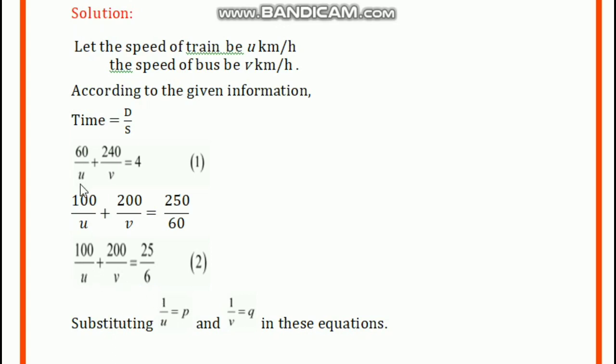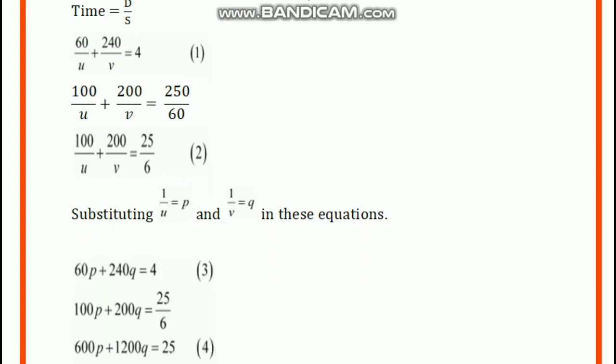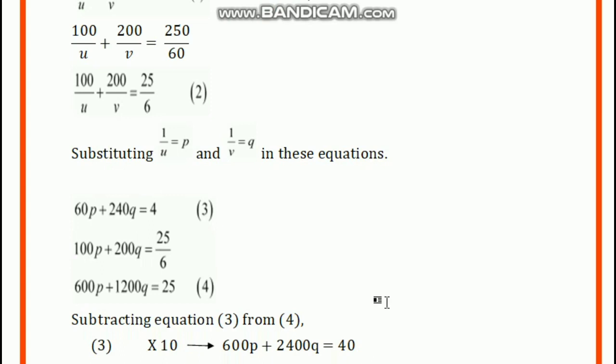Substitute 1 by u equal to p and 1 by v equal to q. Okay, then if you substitute, you will get 60p plus 240q equal to 4, that is equation 3. Next, 100p plus 200q equal to 25 by 6. 6 is transposed to the left hand side, so 600p plus 1200q equal to 25, that is equation 4. Next we need to find the values of p and q.